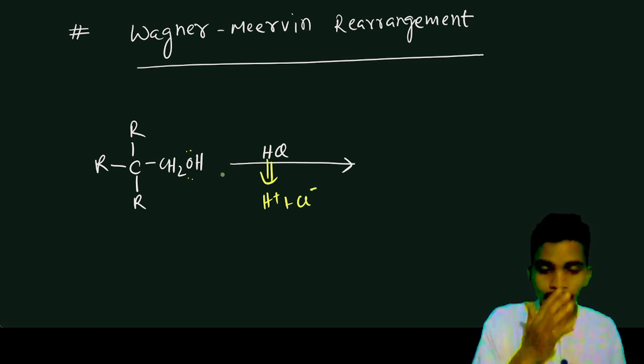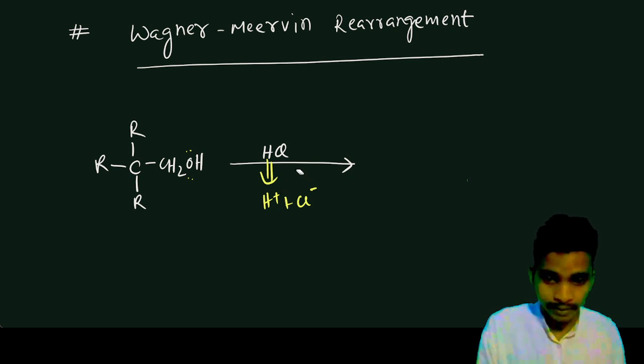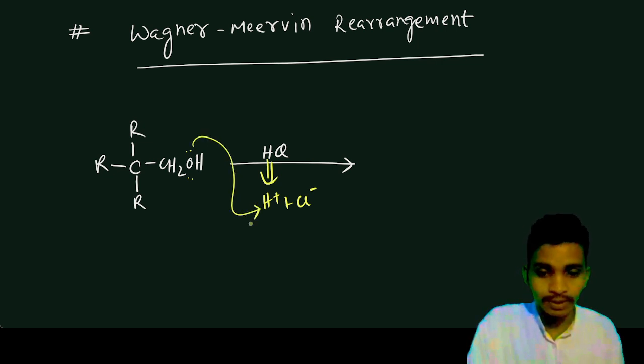In equilibrium we have also studied that HCl is a strong acid, so in water it will dissociate into H plus and Cl minus. Let's say water is also there; this may be an aqueous or concentrated medium. In the water medium, HCl dissociates into H plus and Cl minus, and the lone pair will attack this H plus.